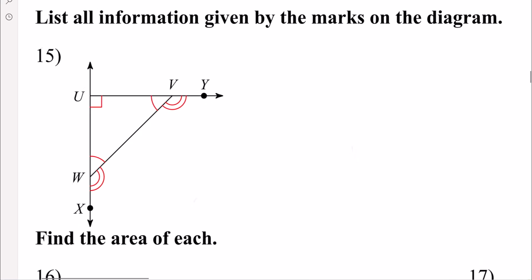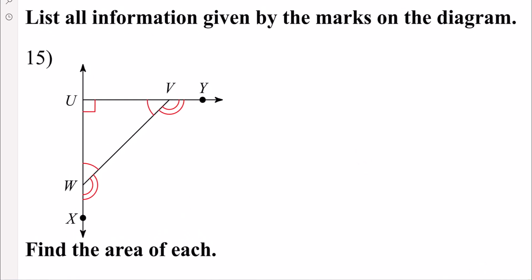Okay, if you have a task like this that says list all the information given by the marks on the diagram, go with the easy stuff first. Notice that marking of the red square means that that angle is a right angle, which is 90 degrees. There are three different ways you can name that angle. You could say the measure of angle U is 90 degrees.